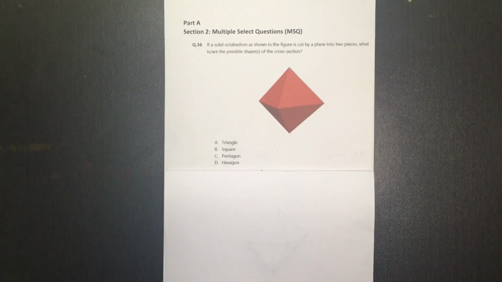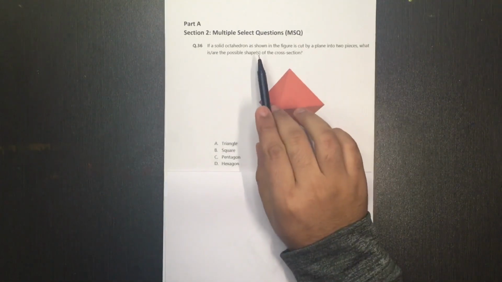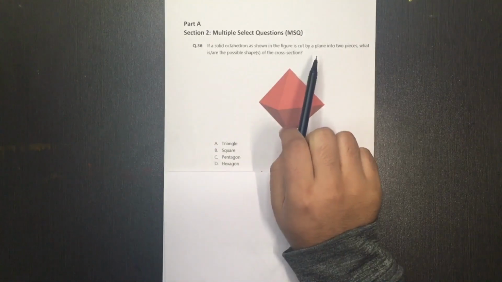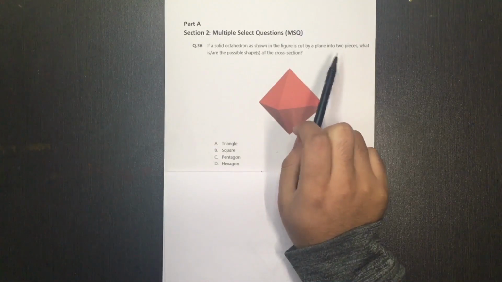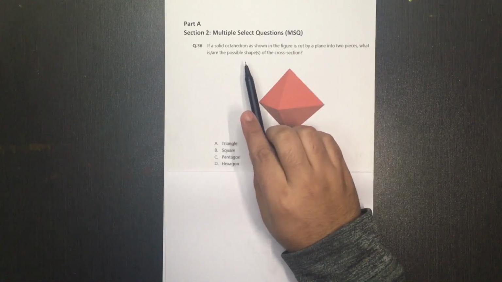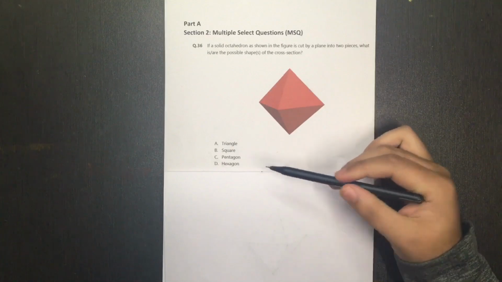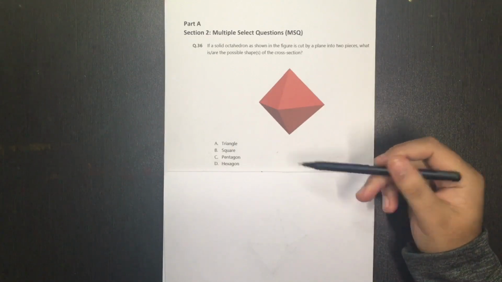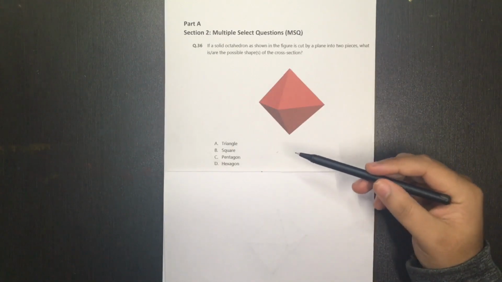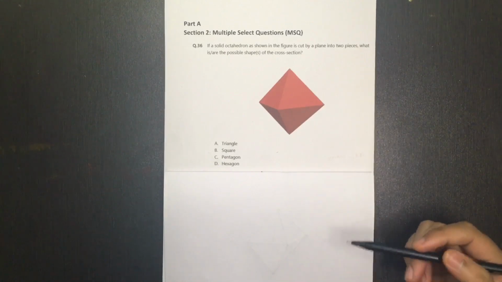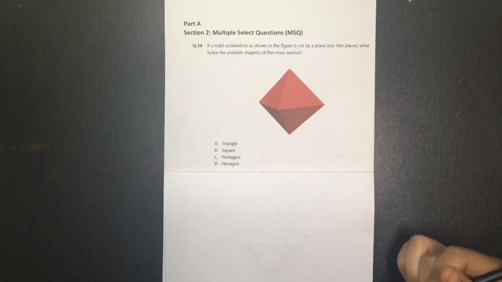So the question says, if a solid octahedron as shown in the figure is cut by a plane into two pieces, what are the possible shapes of the cross section? So this is the octahedron given and these are the four different options given. These four options only we have to analyze, to see which of these four can be possible. Analyzing any other will be a waste of time over here.